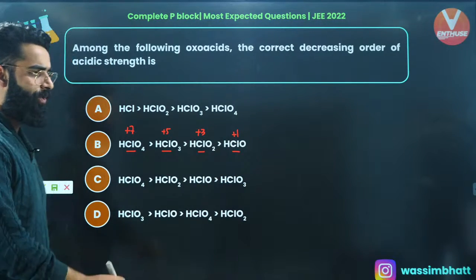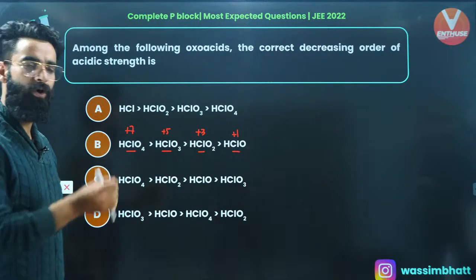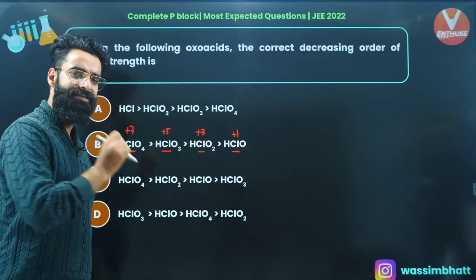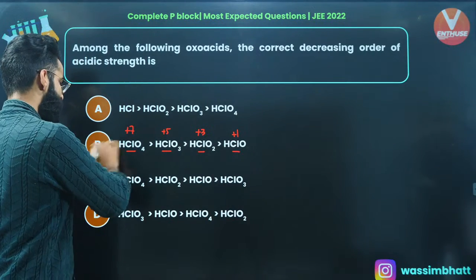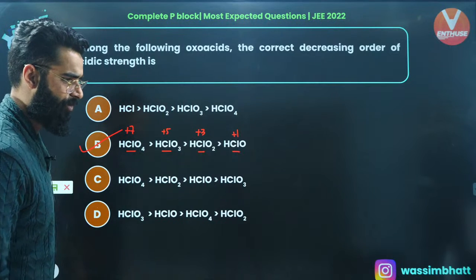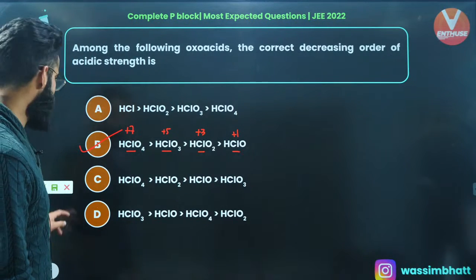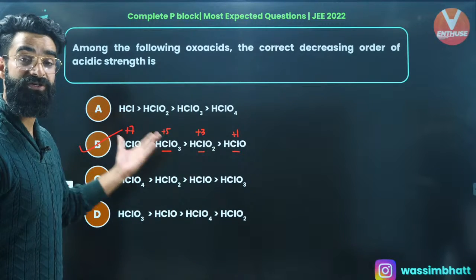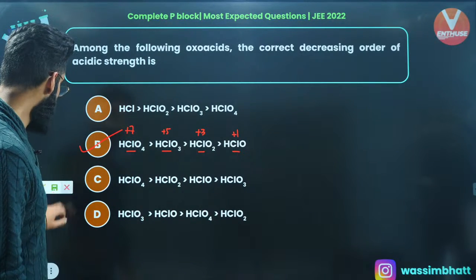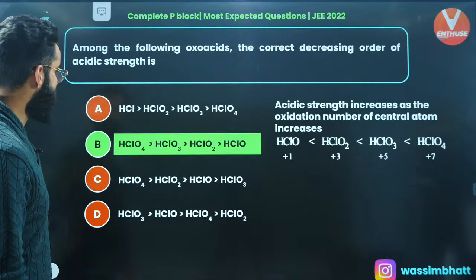Perfect. So whatever is going to be the decreasing order of the oxidation states of the chlorines, the same is going to be the decreasing order of their acidic strengths. So absolutely, it's option B. It's a very common question asked many a time in different competitive examinations. So do remember this. You just answer this particular question with the help of the oxidation state of chlorine. The more the oxidation state of chlorine, the more the acidic strength. That's it.